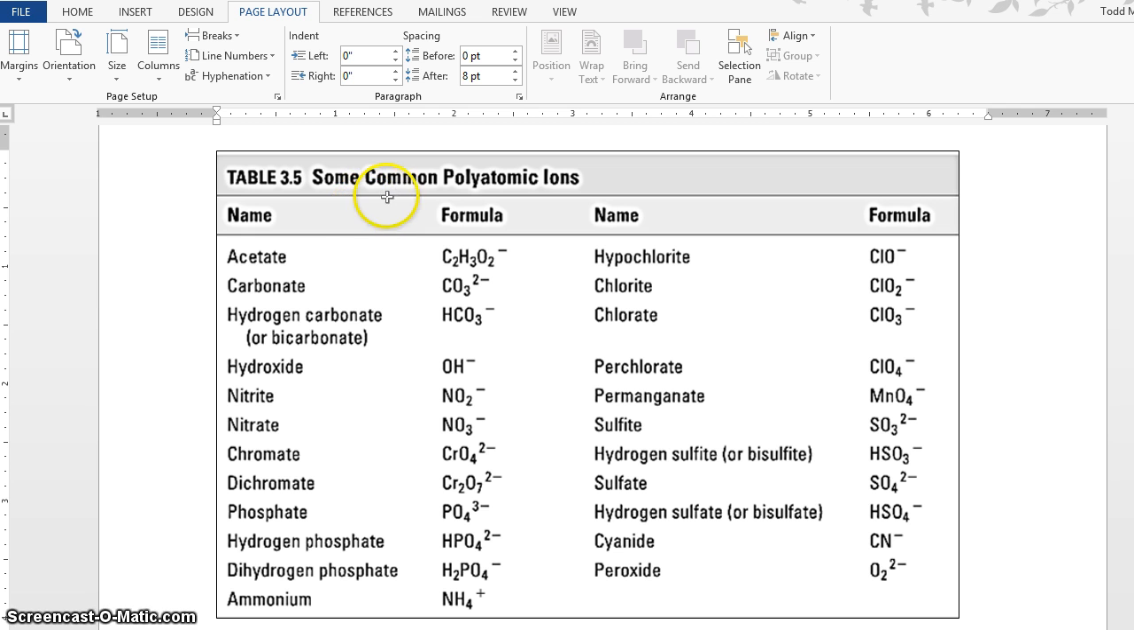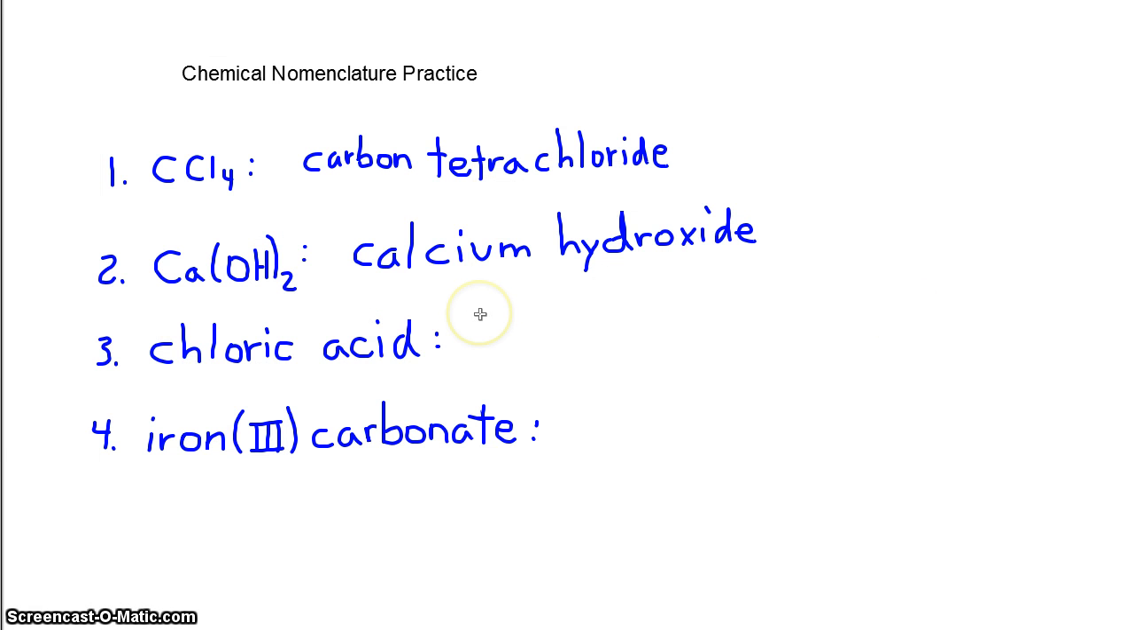We go then to our list or table of common polyatomic ions, and sure enough, we do find one with the name of chlorate, and it has a formula of ClO3 with a -1 charge. So then the formula of chloric acid will be hydrogen, followed by the formula of that polyatomic ion, which was ClO3 with a -1 charge. Hydrogen has a +1 charge, chlorate has a -1 charge, so it's just a 1-to-1 ratio.